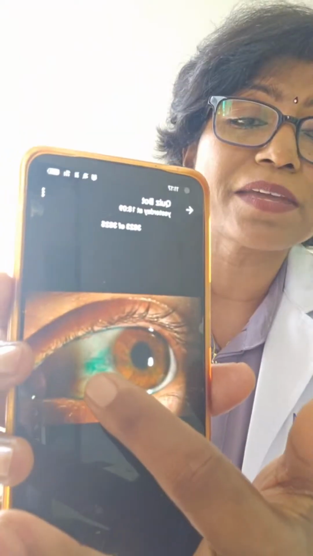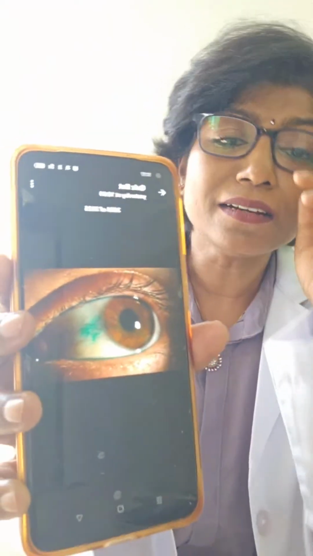So what is the correct answer? Option D, dryness of conjunctiva. Okay. So this image shows dryness of conjunctiva because the lissamine green is staining the conjunctiva. Is that clear? Okay.